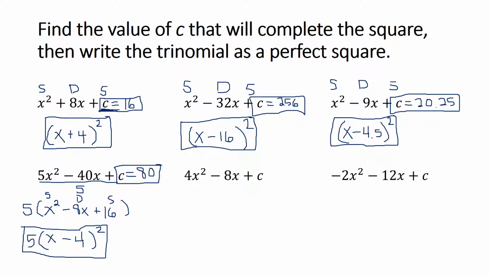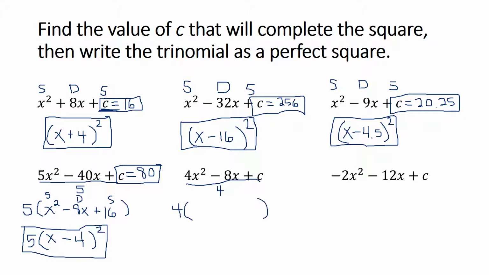All right, the next example, we're going to do the same thing. I want you to see it again. Here you have a 4x squared. Well, that makes things a little bit more complicated. So what we want to do here is just divide by 4. The 4 doesn't disappear, it's just going to go out to the very front.